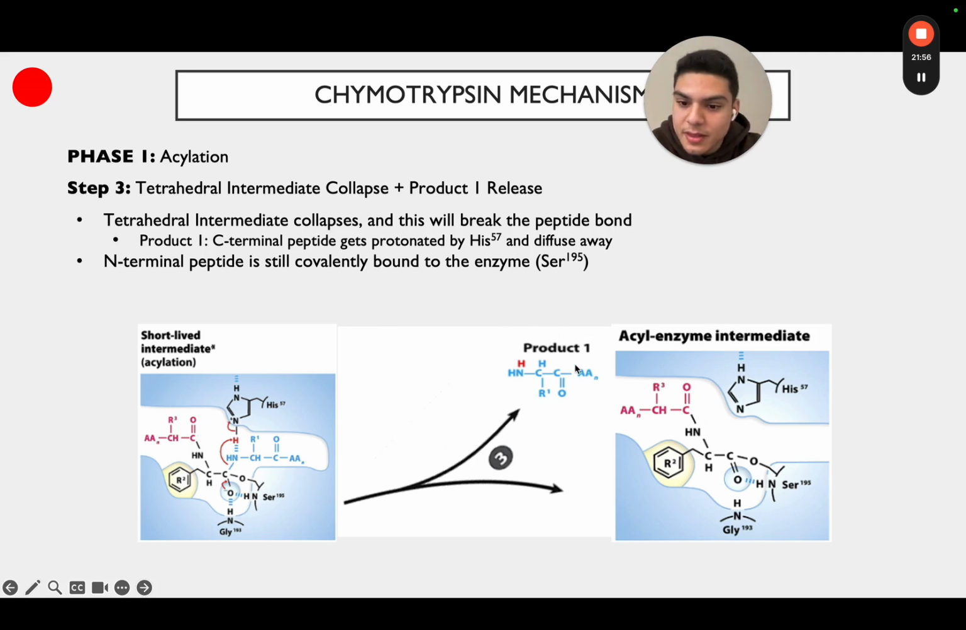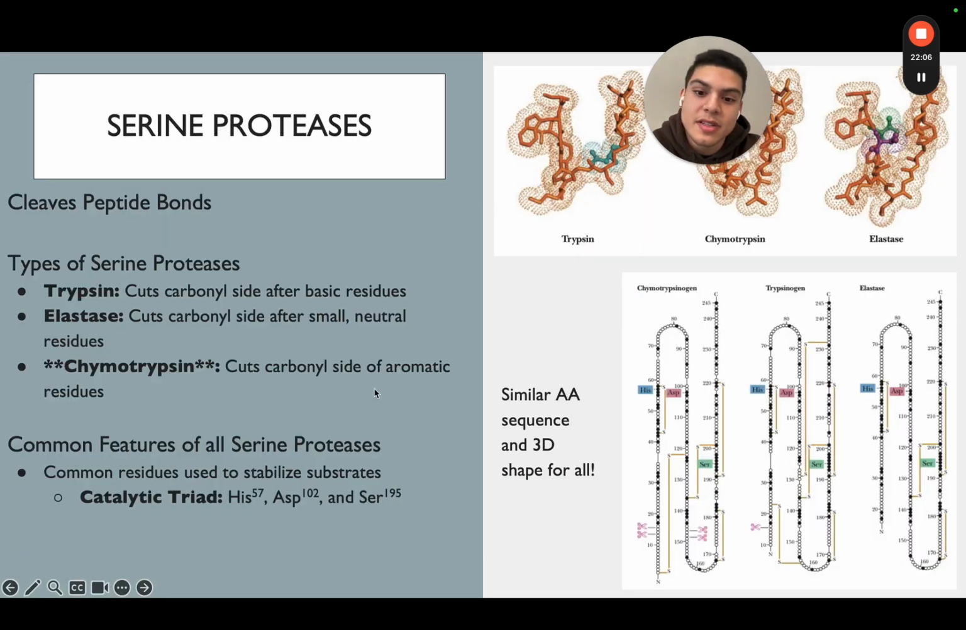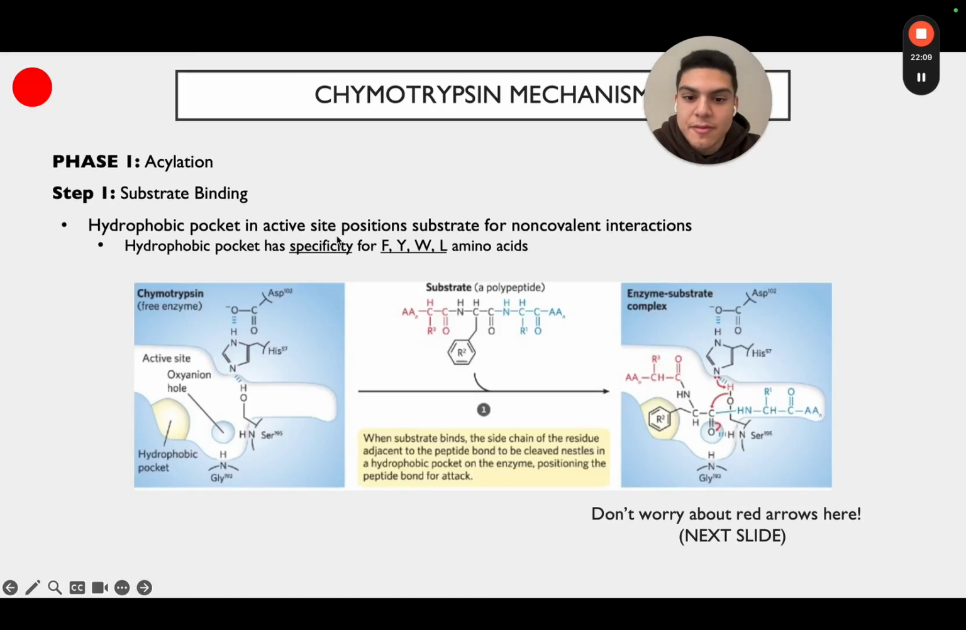Something to keep in mind as well, that I don't want to confuse you with, is that the N-terminal peptide is still covalently bound to the serine enzyme. And remember what we said, it cuts the carbonyl side of an aromatic residue, right? So if, for example, we have this aromatic residue, the amine side is on the left, the amino group is on this side, and the carboxyl group is to the right. So when we're talking about cleaving the bond, it's usually here, not over here. So keep that in mind when we say where it cuts on the specific side, whether it's the carbonyl, which is this side, or the amino group, our amino terminal right here.